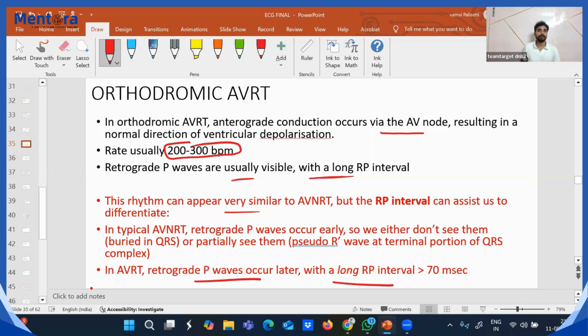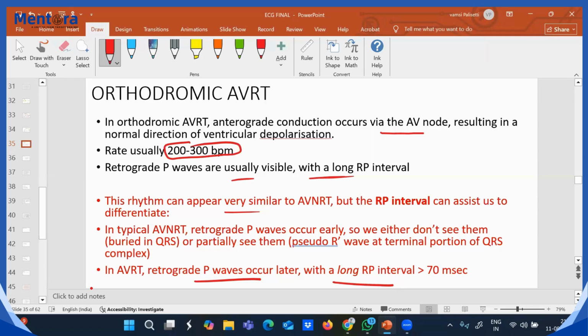That's it. You don't need to go and differentiate slow-fast and fast-slow. Forget about fast-slow, no need to remember. You just remember slow-fast AVNRT and AVRT. You have to differentiate by using the RP interval. If P waves are just submerged in the QRS complex, just after the QRS complex, it's AVNRT. If there is a slight delay after the QRS complex, it is AVRT.